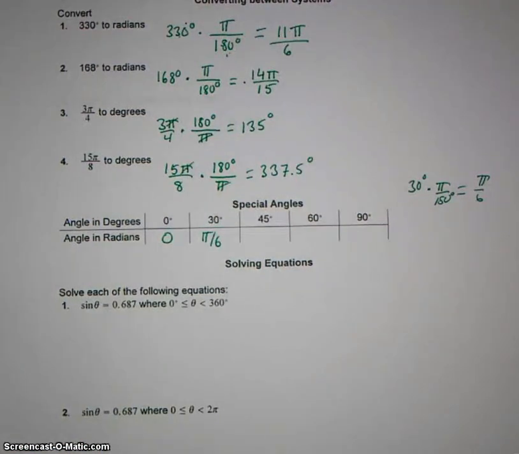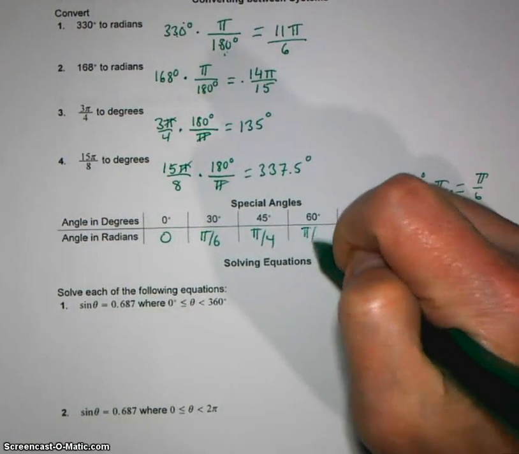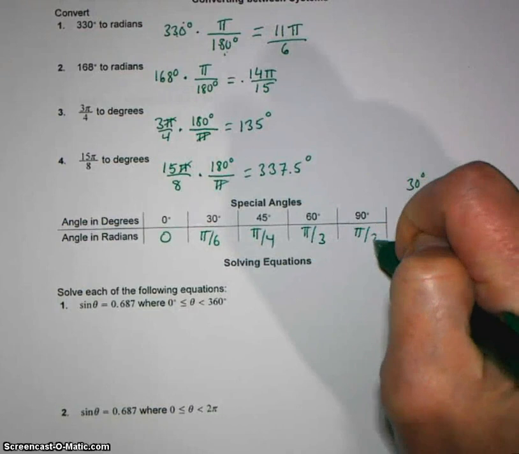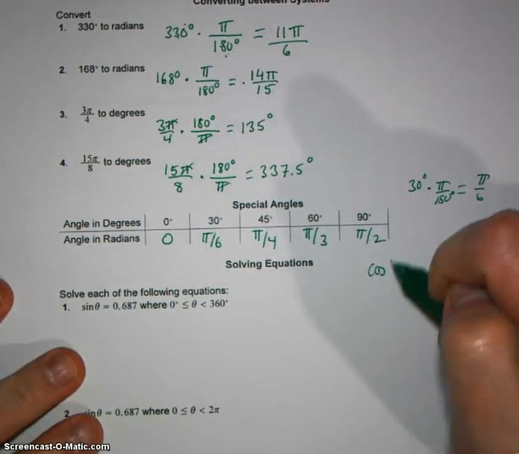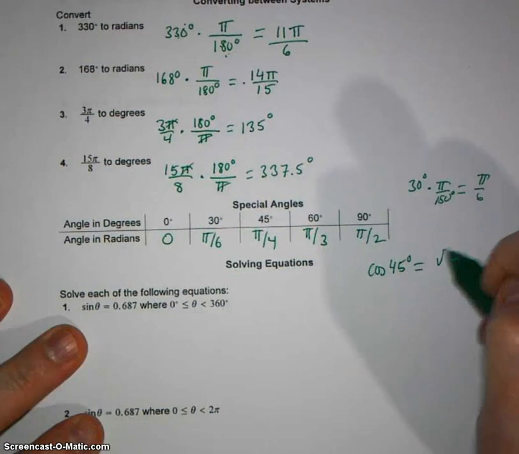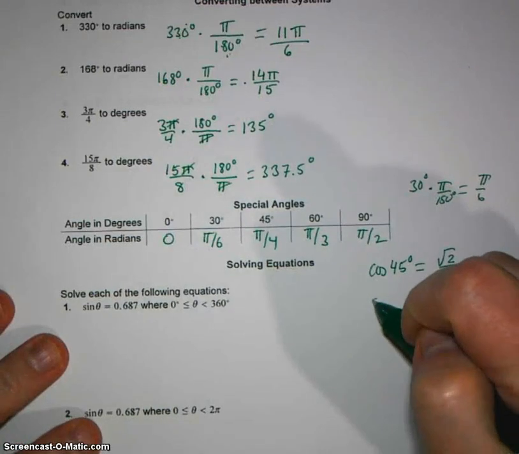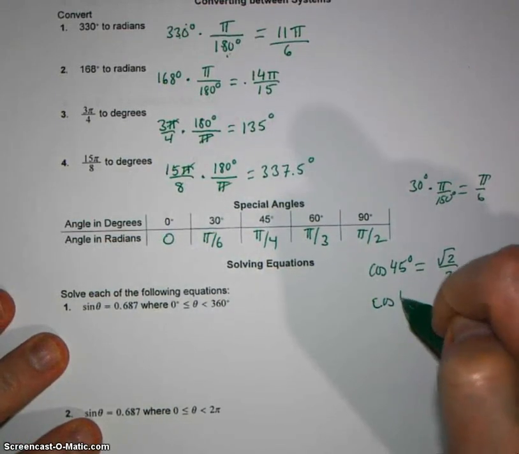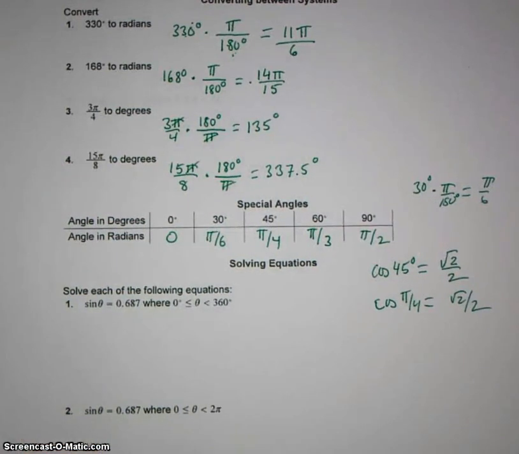And I'm not going to spend a lot of time showing you the rest of these. You can go and figure them out. This one turns out to be pi over 4, pi over 3, and pi over 2. So just like I should be able to ask you, what's the cosine of 45 degrees? And hopefully you've memorized that table and you tell me it's the square root of 2 over 2. I should be able to ask you, what's the sine of pi over 4? And you should be able to tell me, well, that's square root of 2 over 2, because pi over 4 is the same as 45 degrees.